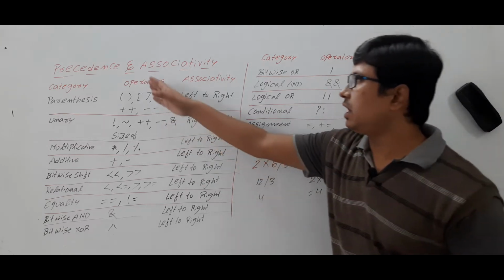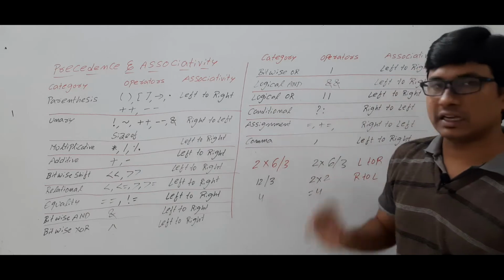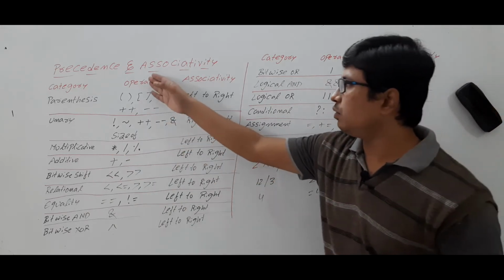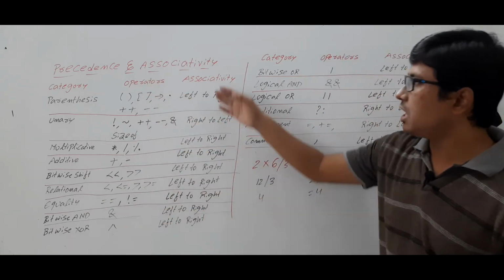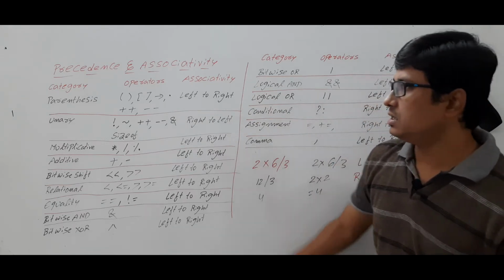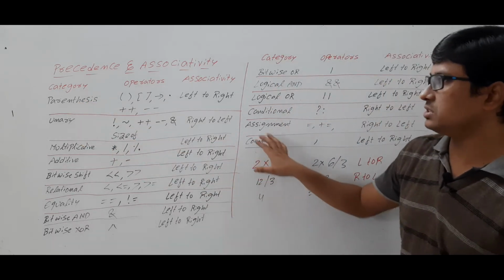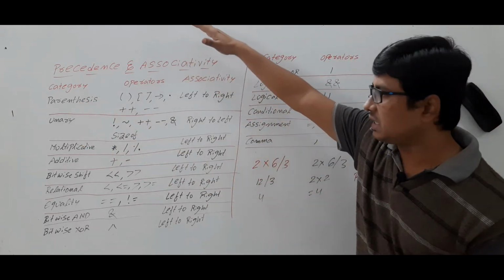So we have categorized the operators into 15 categories, and we have mentioned the corresponding operators and what is the associativity. Now you can ask me where is the precedence. This one having the higher precedence, then this is the least one. See, I request everyone to write the single table.